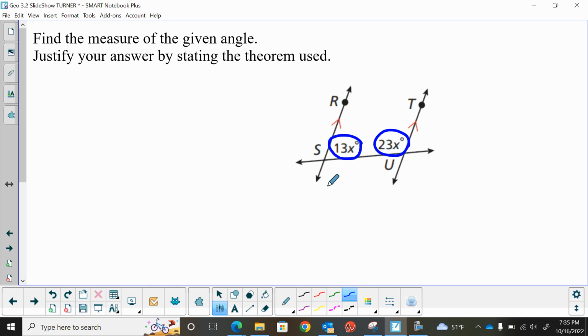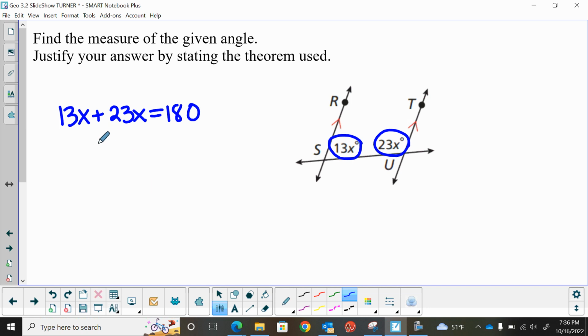Okay, that's the one that's not like the other. The way I remember it is same side, I think S, they start with the letter S. Supplementary starts with S. So same side interior angles are supplementary, which means that they add up to 180. So my equation would now be 13x plus 23x equals 180.